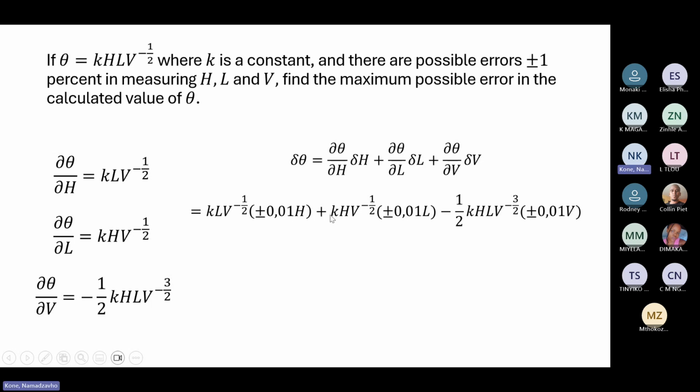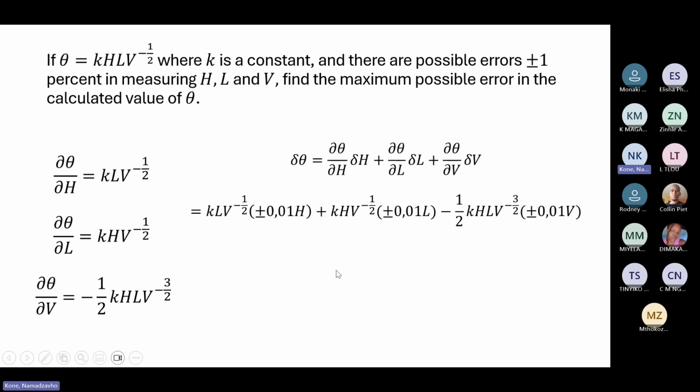Right? Then we do the same with d theta dl. We replace d theta dl by its derivative, which is this one that is there. And then it is plus or minus the change in L, or the same percentage, 0.01. Then we've got the last derivative, which is minus half k HLV. And then you come and put it here. And then the change as well is plus or minus 0.01 V.